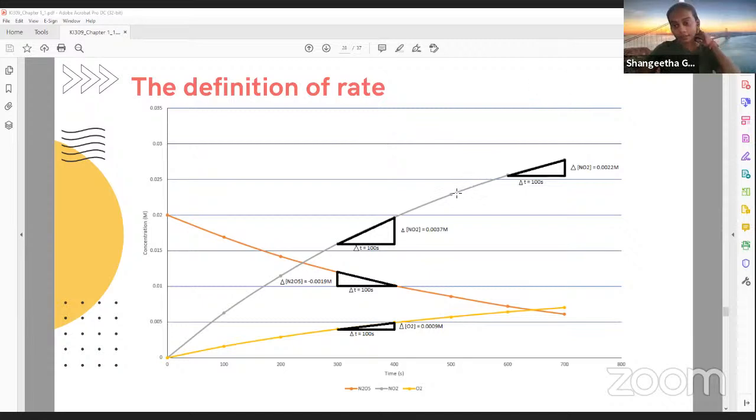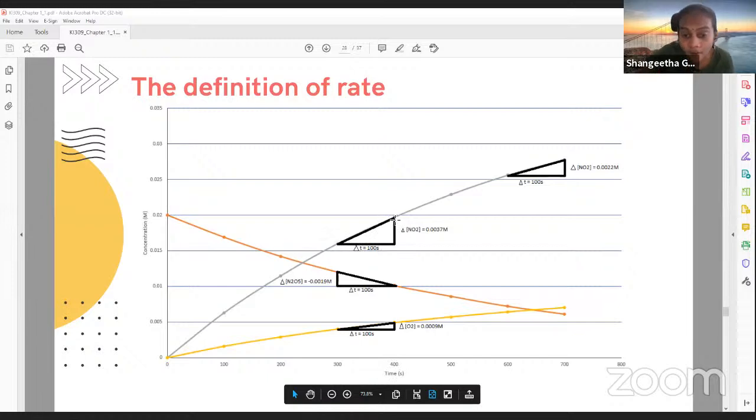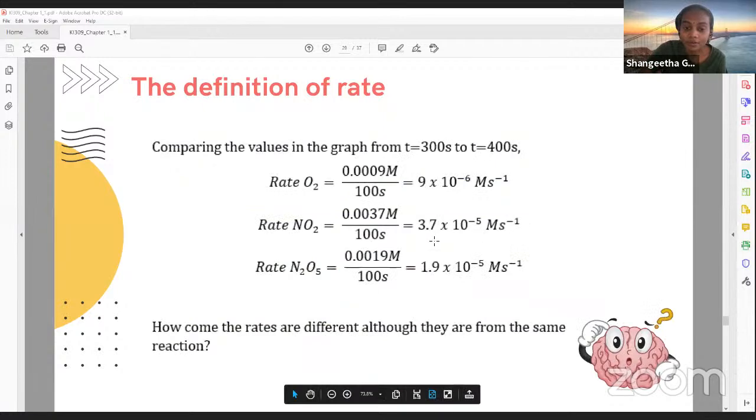So the gray one is the product, the yellow is the product, and orange is the reactant. Let's take one instance. We want to know the rate of reaction between 300 and 400 seconds. If you look at the difference between 300 and 400, you will see that the rate for NO2, the rate for your reactant, and the rate for oxygen look very different, correct? If you take it at the same point, it is very different. So if you compare the values in the graph between 300 and 400, each rate will have different values. Although they are the same reaction, how come the rates are different?